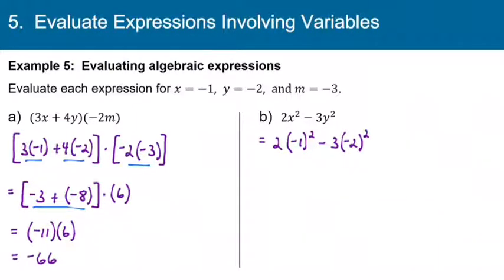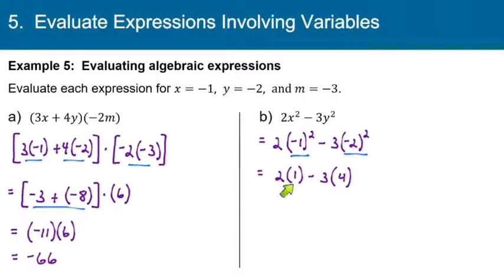And then we do exponents next. So I do have a couple of exponents here. Let's go ahead and take care of those. Negative 1 squared is negative 1 times negative 1. That's going to be positive 1. Then minus 3 times negative 2 squared. Now negative 2 times negative 2 is positive 4.